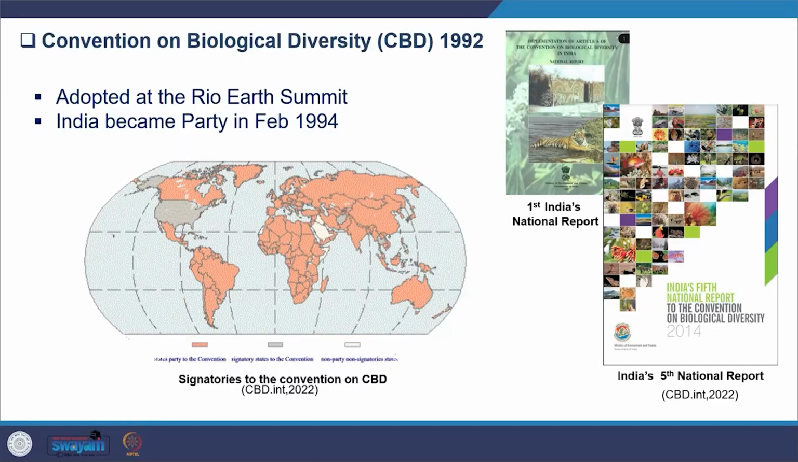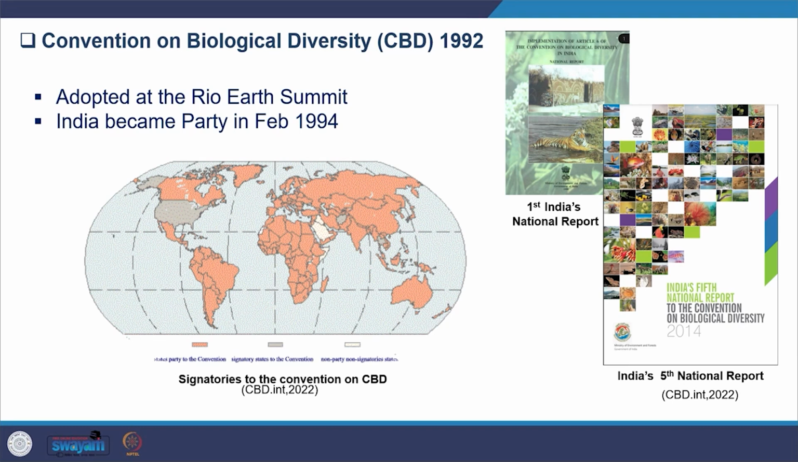So if you recollect, at the Rio Earth Summit, many goals and sustainable development principles were initiated, which led to international agreements supporting sustainable development and biodiversity. Looking at some of the key agreements, we see the Convention on Biological Diversity, CBD of 1992, which was adopted at the Rio Earth Summit.